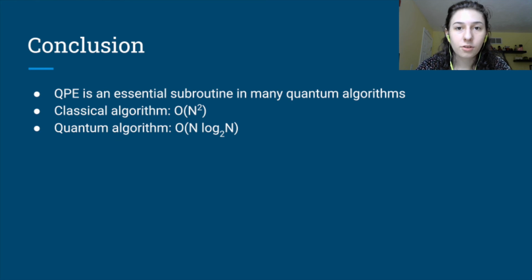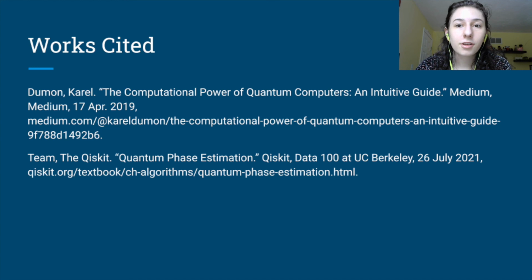Quantum phase estimation, which solves for the eigenvalue when given a matrix or rotation and an eigenvector, is one of the most important subroutines in quantum algorithms. The classical algorithm for finding the eigenvalue runs with O(n) squared rotations, but the quantum solution has O(n) log 2n rotations, making it much more efficient. The creation of this building block allowed for many more quantum algorithms to be feasible.